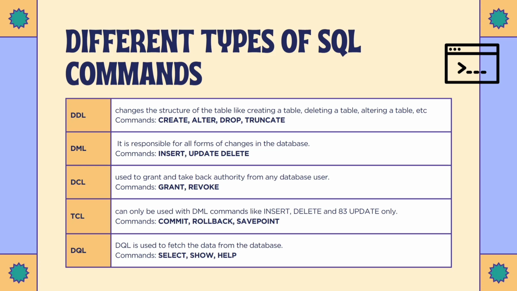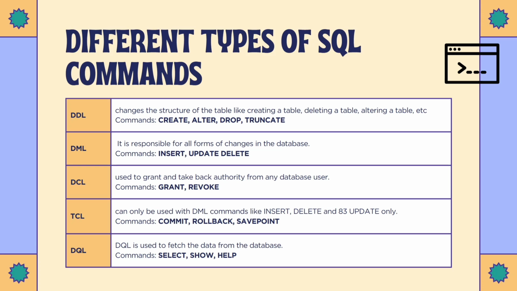The full form of DCL is data control language. Then TCL, transaction control language. It's mainly used with DML commands, meaning when we are inserting, deleting records or updating records. At that time we use TCL commands. Inside TCL we get mainly three commands: commit, rollback, and savepoint.